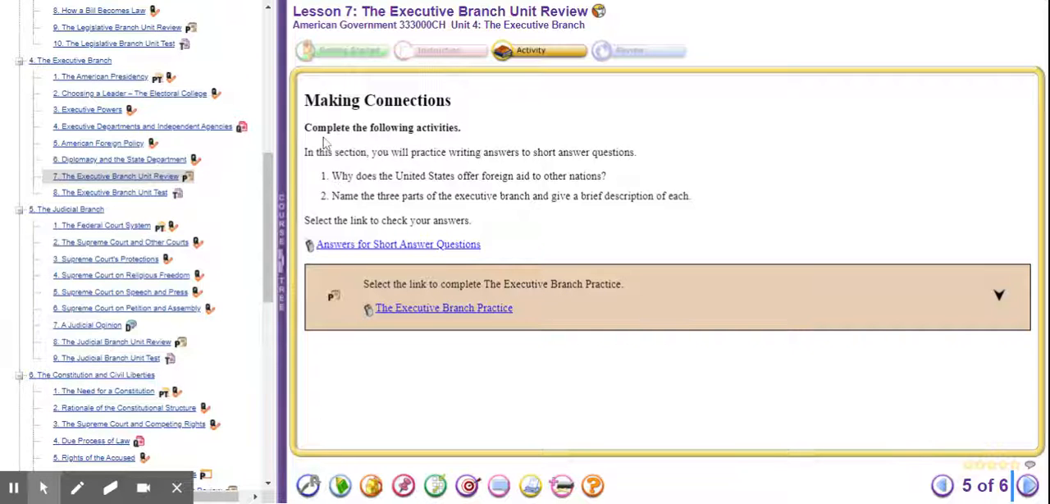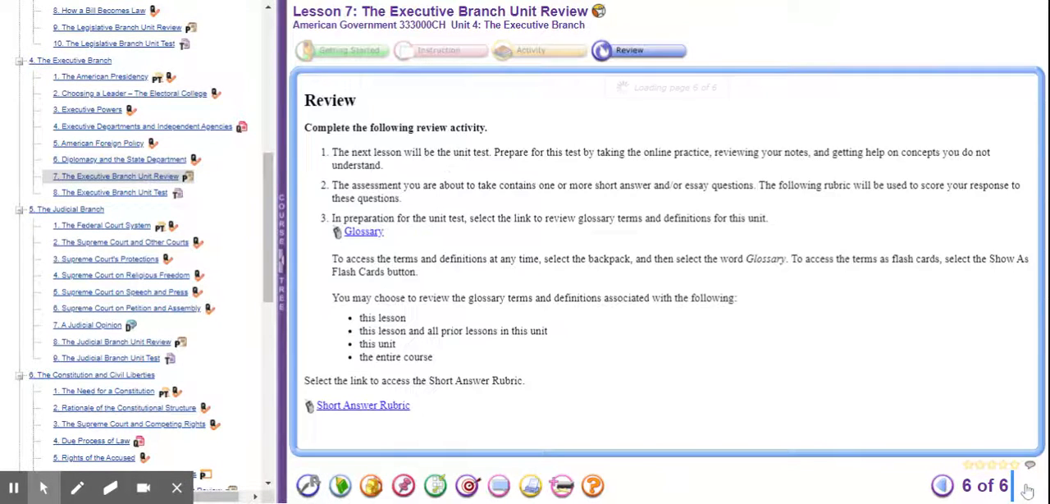Making connections. In this section, we'll practice writing answers to short answer questions. Why does the U.S. offer foreign aid to other nations? Name 3 parts of the executive branch and give brief descriptions of each. Again, if you're able to do that, you'll be fine on the test. You can do that on your own and check yourself right here with the answers. And then here's this review activity that you can do again to prepare for the test.